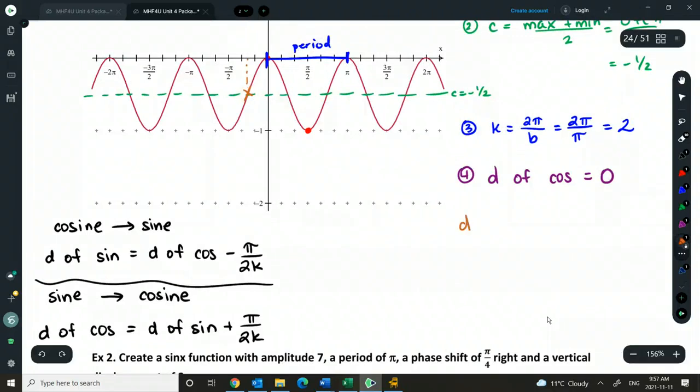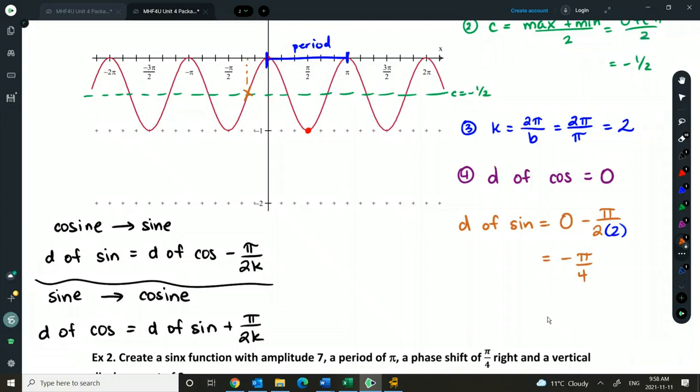All right, so I have the d of cos. I want to get the d of sine. I'm going to use this little shortcut here. So d of sine will be equal to the existing d of cos, which is 0, minus pi over 2 times k, which is 2. So 2 times 2. So I'm going to get negative pi over 4. Or in other words, pi over 4 to the left.